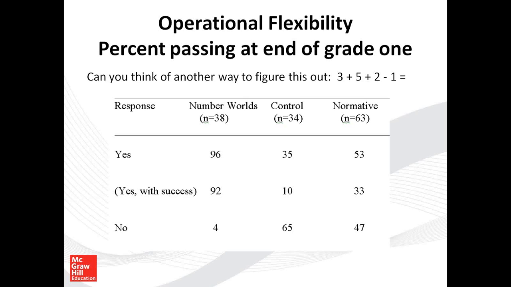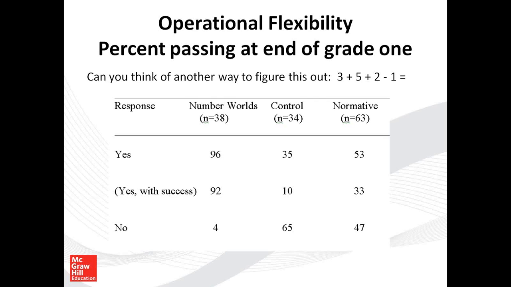Most of the students, especially the normative group and the control group, approached this in a linear fashion. They started with 3, and then they added on using their fingers, sometimes 3 plus 5, and they figured out that that comes to 8. Then they took the next number in this problem: they've got to add 2 more, which is 10, and then take away 1. That's a logical way for most students to start, but the Number Worlds students have a lot of training in grouping numbers to make problem solving easier. So they were able to come up with a different way if they didn't start with it.